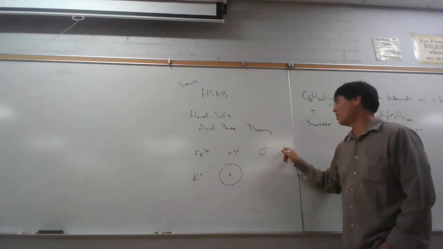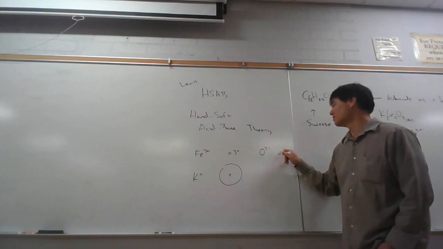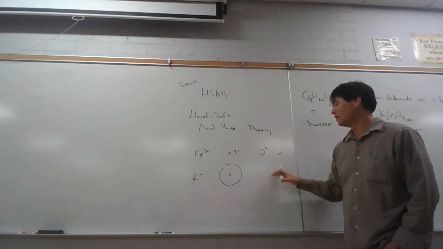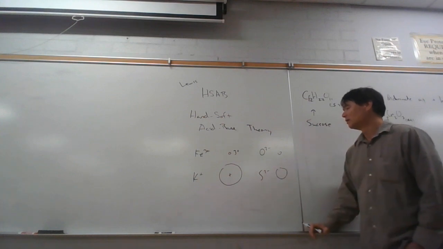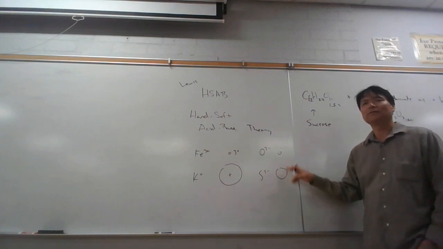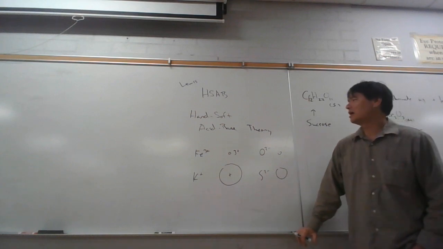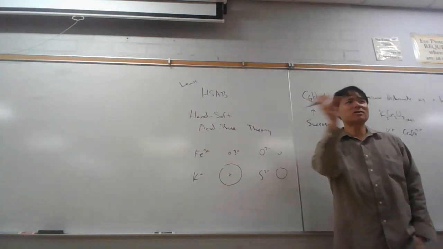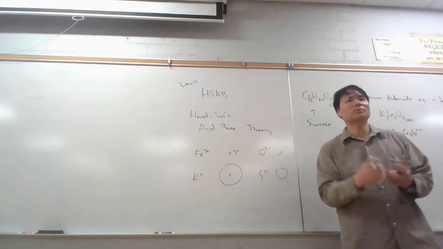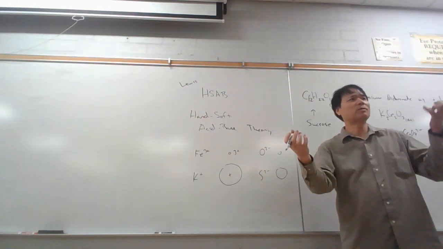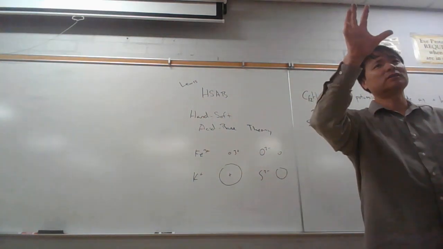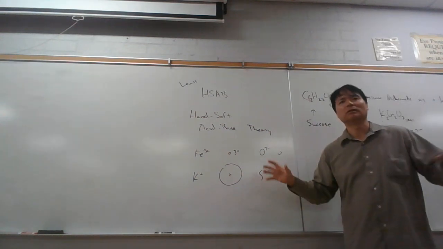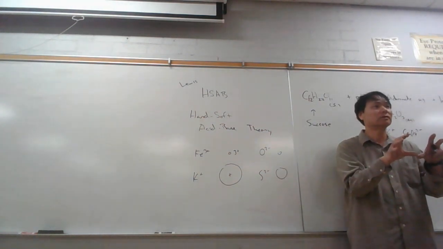Oxide is considered hard. Actually, oxide's even small. I didn't do this correctly. This is just relative size. Versus sulfide is considered soft. Do you see the difference? What hard, soft, acid-base theory says is that hard likes to react with hard, and soft likes to react with soft. This is why heavy metals are typically soft, and they like things like sulfur, which are also soft.